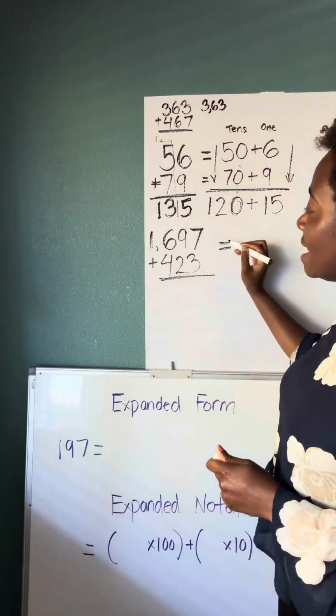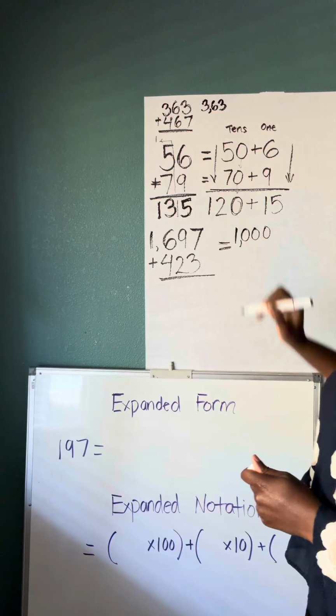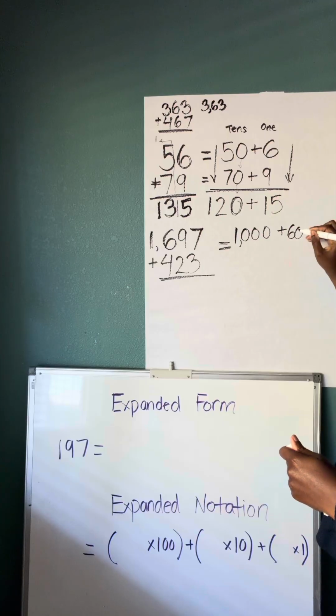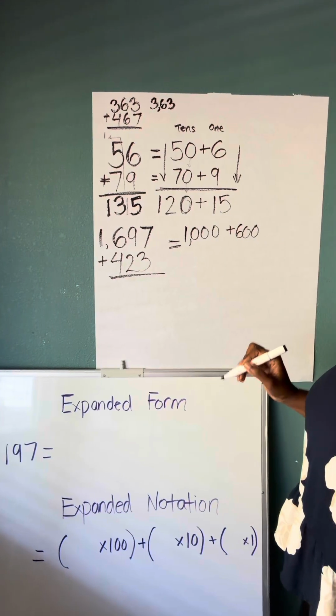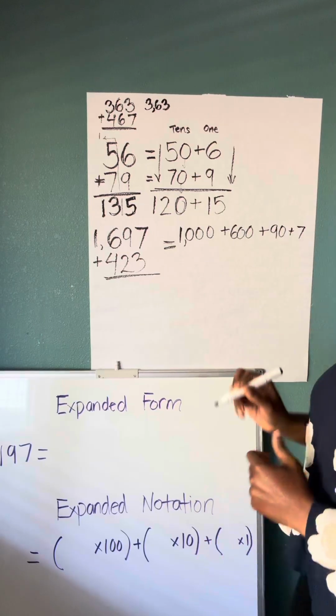When we write this in expanded form, look what happens, parents. We're saying 1,000 plus 600. Uh-oh, it's about to go off the page. I got to bring it over. Okay, plus 90 plus 7.